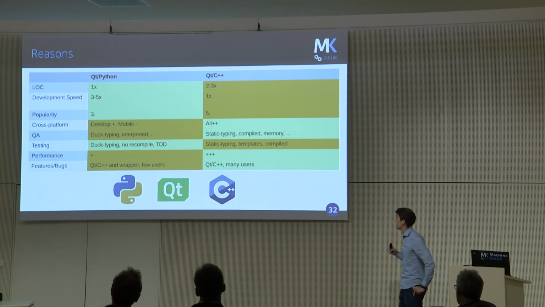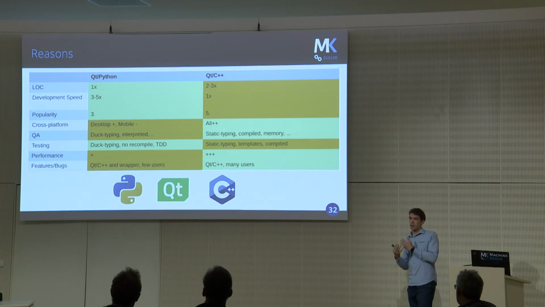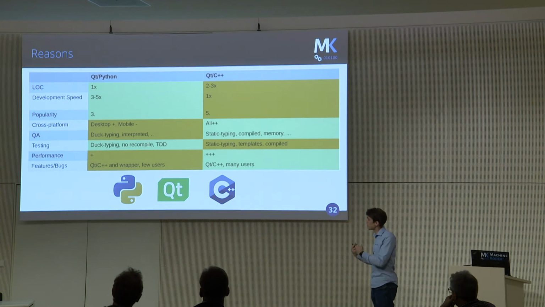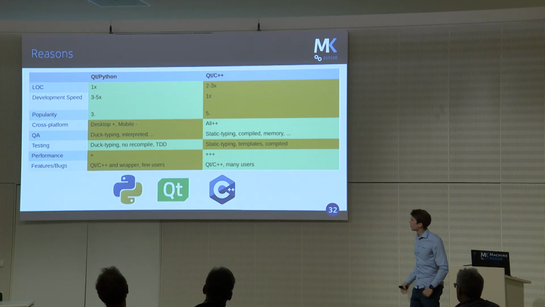Then popularity. Popularity is mostly important when it comes to support for third-party libraries. But also from a business standpoint, if a language is more popular, it's probably easier to find developers and so on. So that's a little bit of an advantage for Python.